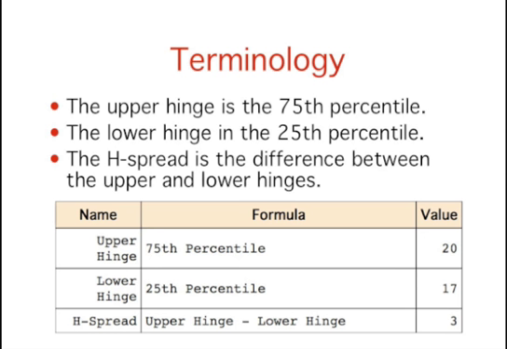Some terminology is helpful for explaining more about box plots. The upper hinge is the 75th percentile. The lower hinge is the 25th percentile. The h-spread is the difference between the upper and lower hinges. For the women's data, the upper hinge is 20, the lower hinge is 17, and the h-spread is 20 minus 17, which equals 3.